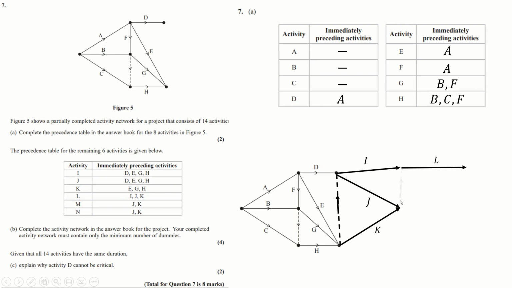So let's put in another dummy activity here to get to L, and then M and N don't require I, so they can just come out of J and K. Now the problem is they can't both come out of J and K because they need to all end at the same point. So I can make M go out of there to the end point, but N I'll just need to include another dummy downwards like this, and then I can go up to there.